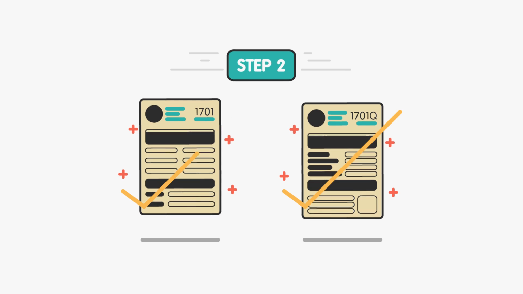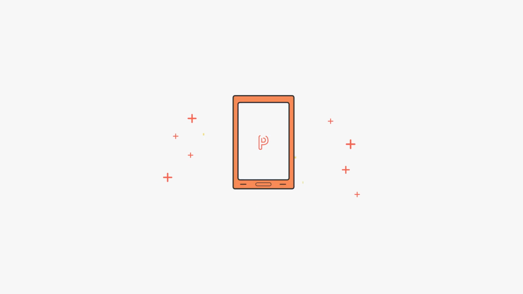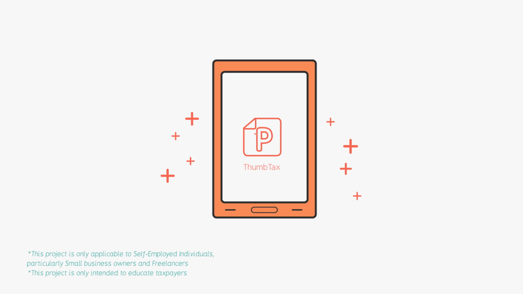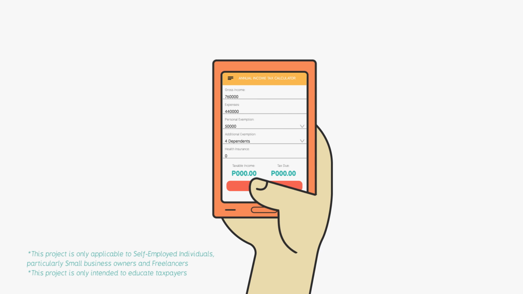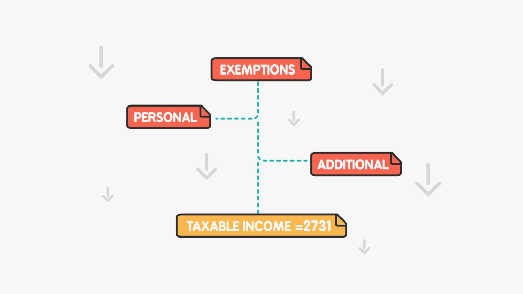Step 2. Now that you have your form secured, start computing your income tax. You know what? Why don't we make your life a little easier? Download the ThumbTax mobile app so you can compute your tax correctly with just a few taps. Remember that personal and additional exemptions will be deducted from your taxable income.